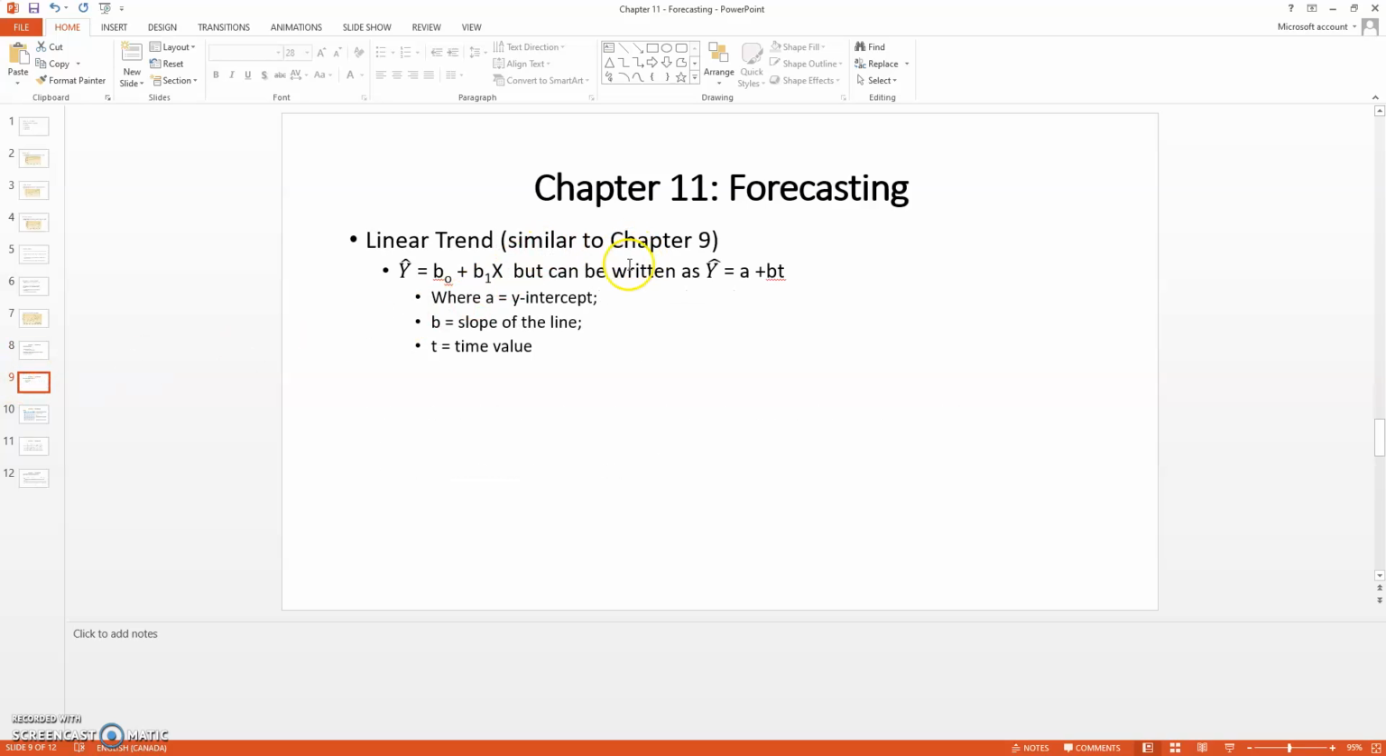The linear trend is very similar to chapter 9, where we have the intercept and slope times x. In this chapter it's going to be written as a, the y-intercept, plus b, the slope, times the time element. So if it's quarter 3 of time series 4, that's the value we would place in for t, and then we could use it to predict a future value.